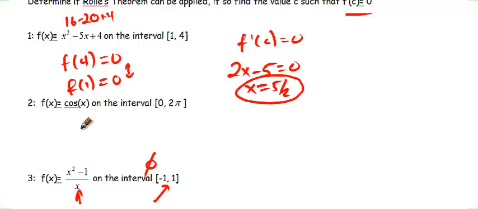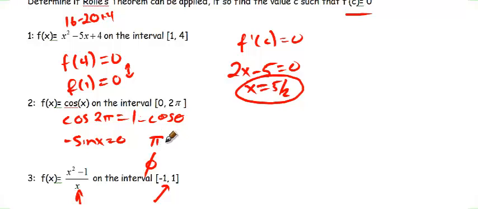And as for cosine of x, cosine of 2 pi and 0 are basically the same thing no matter what, because they're around the circle, right? So even if you can't tell me that cosine of 2 pi is 1, I should know that 0 and 2 pi are at the same place on the unit circle, so they're both the same, which equals cosine of 0. So all we have to do is set the derivative, negative sine of x, equal to 0, and that happens at pi and 0 and 2 pi.